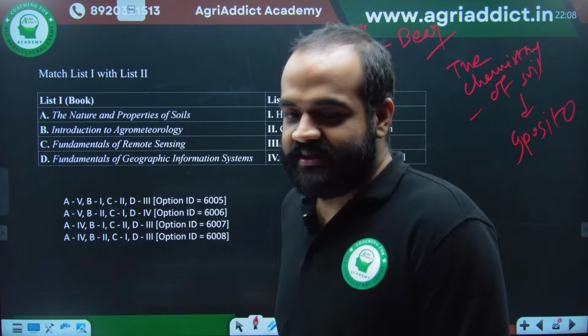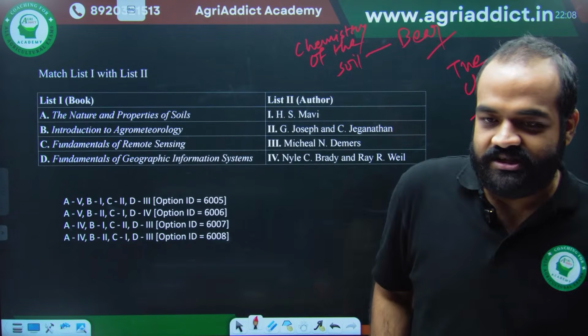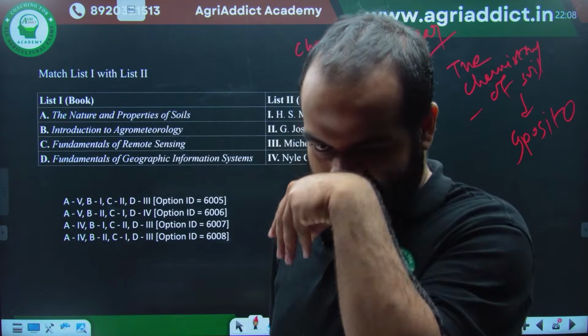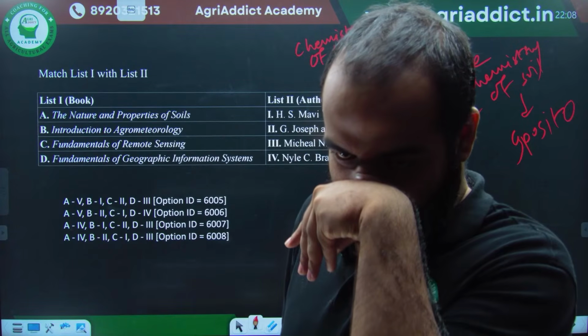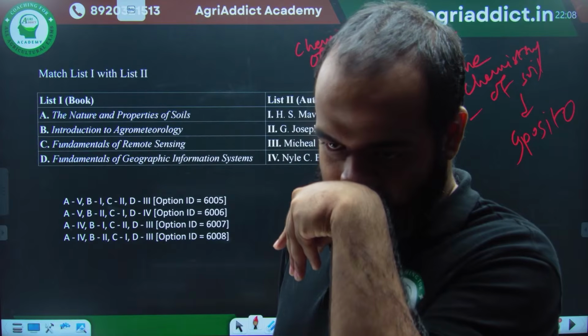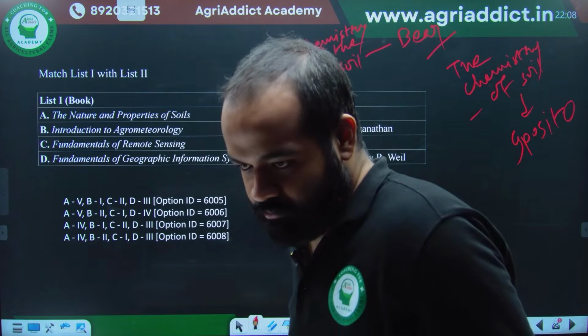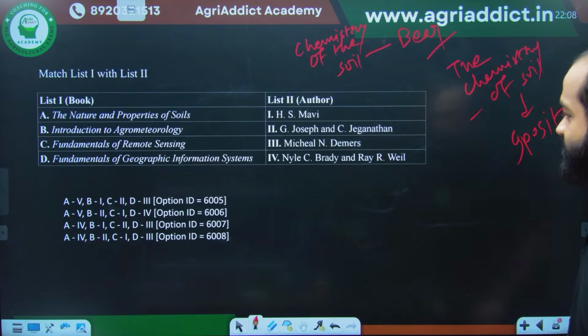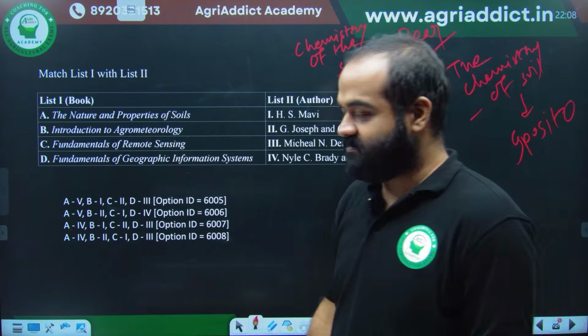Yes, option C तो ठीक है. What is the name of the book written by Kimage-Tan? Principles of Soil Chemistry. Very good. इसका करेक्ट आंसर होगा ऑप्शन सी, है ना?